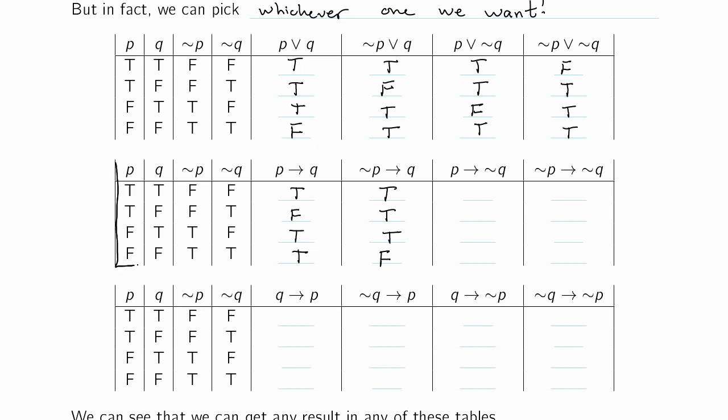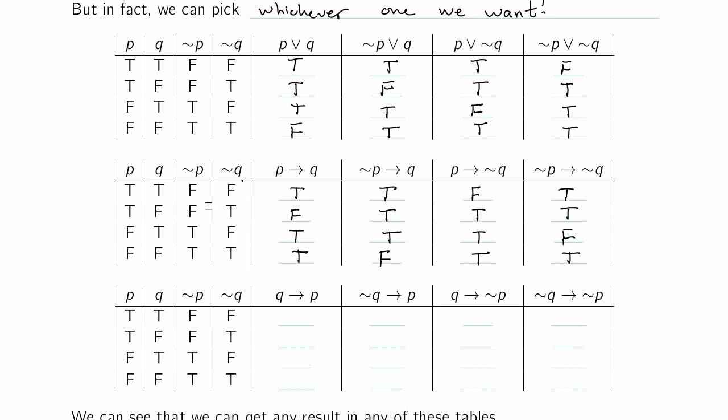If P, then not Q, we want to look at these columns. And again, that's false where P is true and not Q is false. So that's false in this row and true the rest of the time. And finally, for not P, then not Q, we'll look at these two columns, and that'll be false where not P is true and not Q is false. And then it's true the rest of the time.